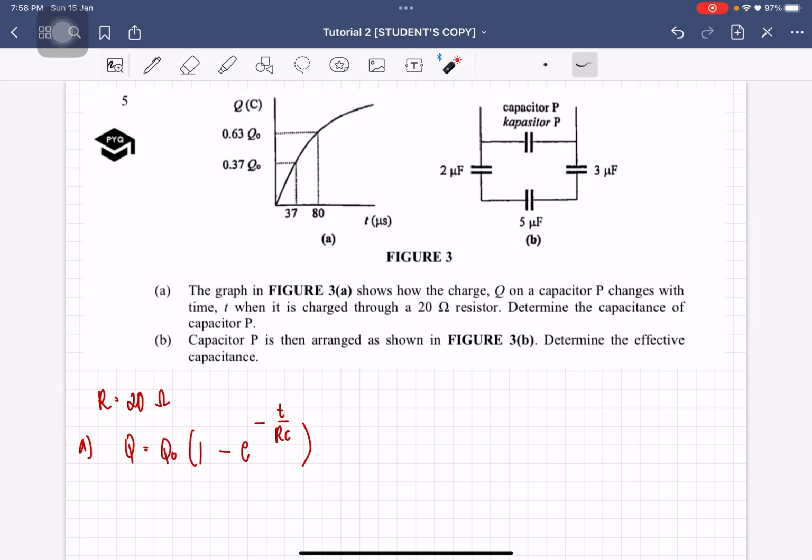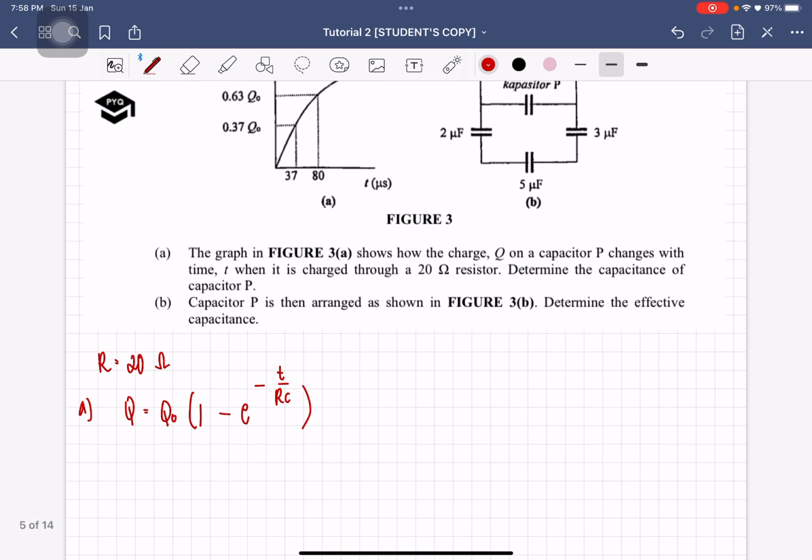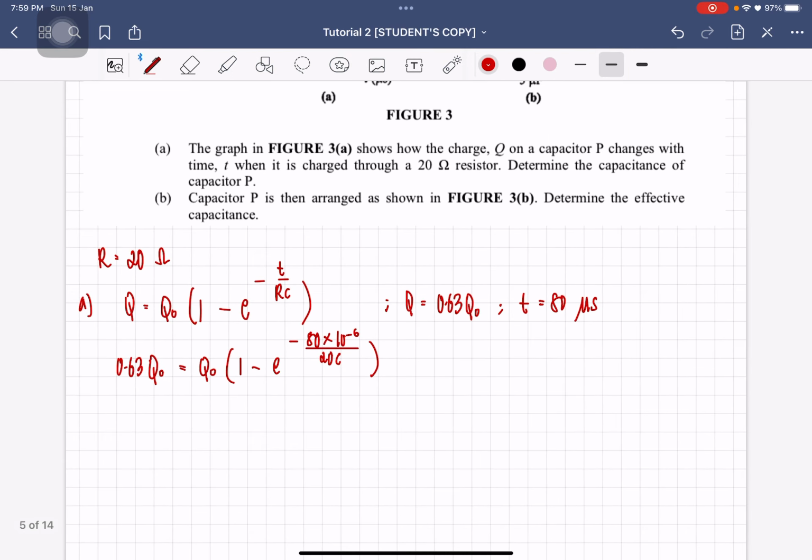But now, this is all about charging of a capacitor, and the graph also shows us charging of a capacitor. Okay? So based on the graph, we know that when Q is equal to 0.63 Q naught, t is going to be equal to 80 microseconds. So we are going to use this to determine the value of C. So substitute that value here. This is Q naught times 1 minus e to the negative 80 times 10 to the negative 6 divided by 20 C. C is the one that we are looking for.